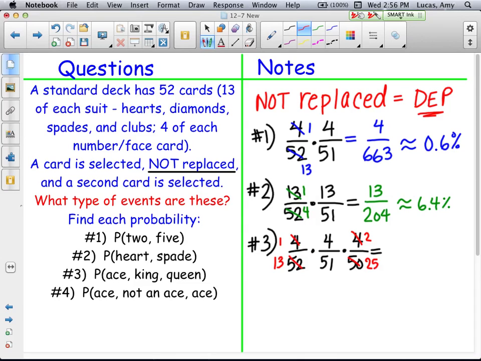And I think I'm done reducing. So my numerator, 1 times 4 times 2 is 8. And my denominator, 13 times 51 times 25 is a huge number, 16,575. So I'm thinking that when I divide this, I'm going to get a pretty small percent. And I'm definitely right. 0.05%. So that is a very, very small probability of getting an ace, then a king, then a queen.